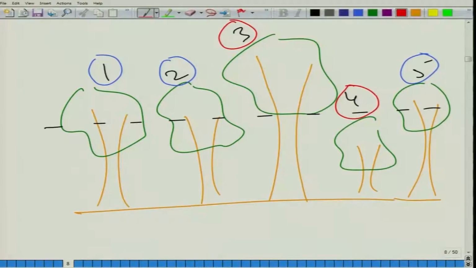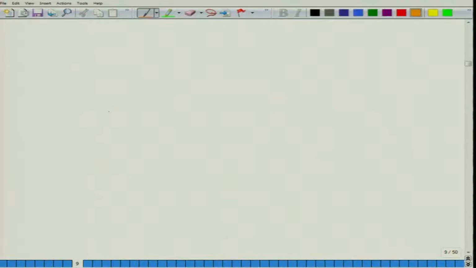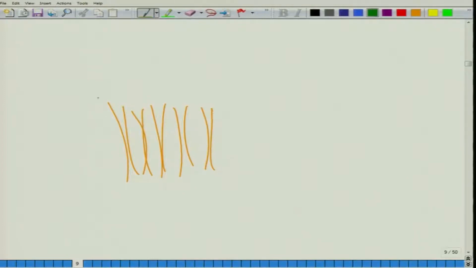Coming back to the slides, trees with typical height need to be evenly distributed. Why evenly distributed? Because suppose your trees were very close together, forming one canopy. If we measure these trees, they will not be able to give us the values that we find in a typical forest.